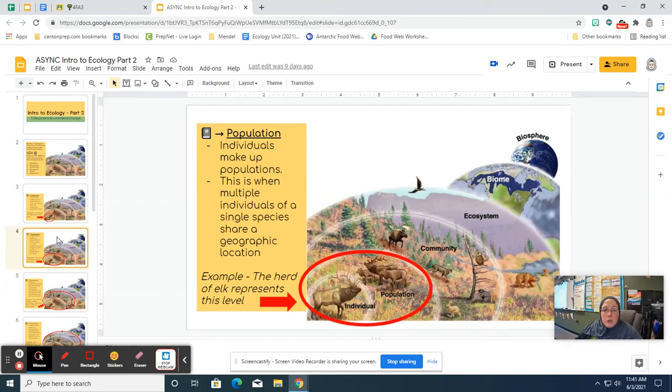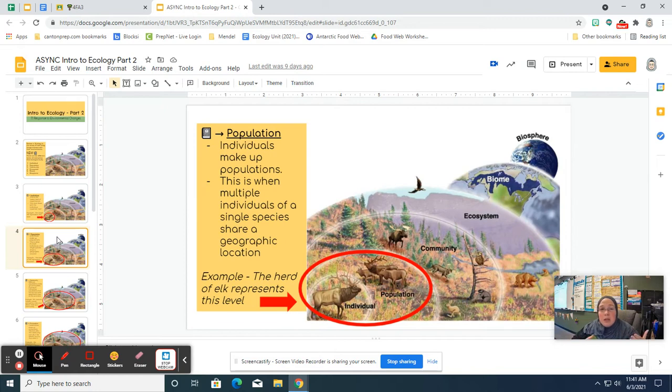The next level up from that is when we look at that organism and all of the other individuals of the same species that live in the same geographic location. So in this example, we have not only the elk, but all the other elk that live inside their herd in their range within a certain ecosystem. If we were studying ecology at a population level, we would be tracking the numbers.